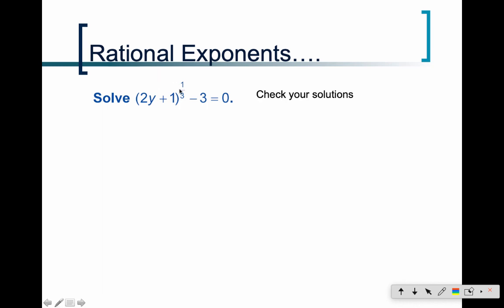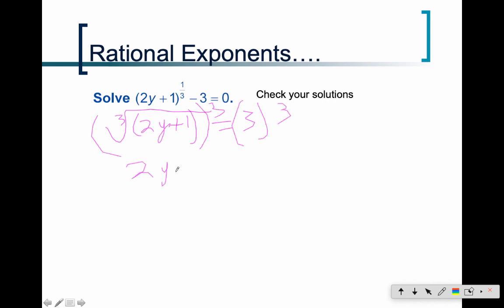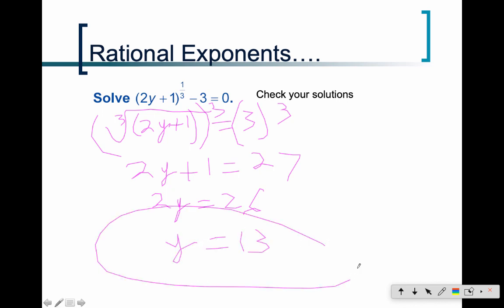Same thing here. We add 3 to both sides. Again, 2y plus 1. Again, the power of 1/3 is the same as a cube root. Like, this could have been this problem, right? And now I cube both sides. 2y plus 1 equals 27. 2y is 26. Y is 13. Check your work. 26 plus 1 is 27. 27 to the 1/3 is 3. 3 minus 3 is 1. It's good to go.